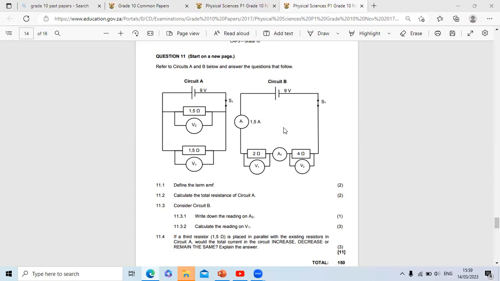Thumbs up, thumbs up. So anyway, they say calculate the total resistance of circuit A. So we're going to look at circuit A now. Can you calculate the total resistance? You can either use this side or that side, or if you want, you can zoom into it, if you are able to write on the screen.